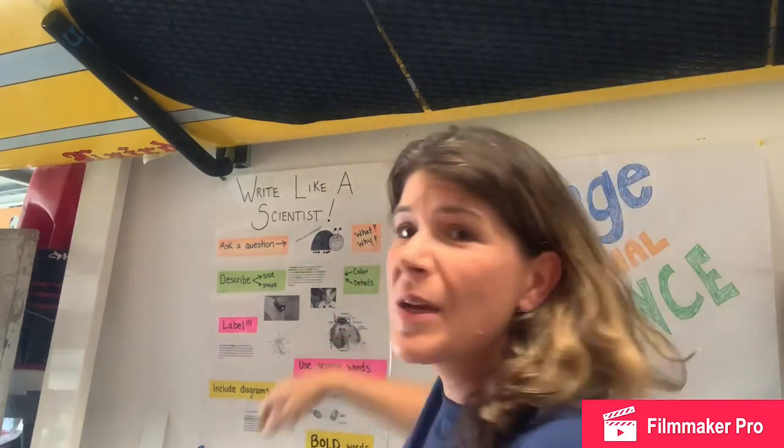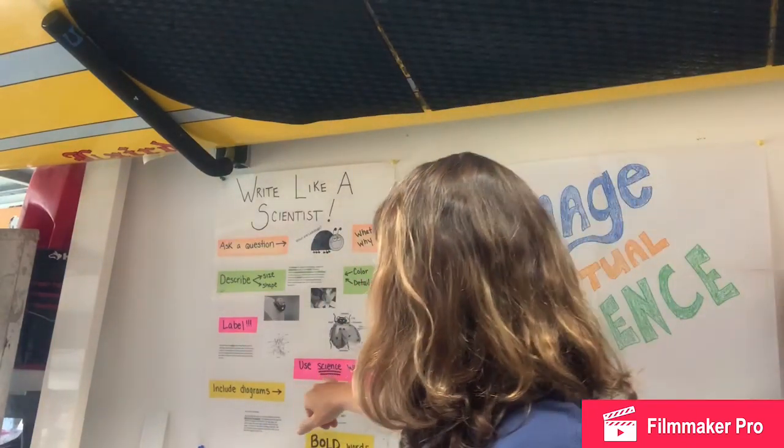You're going to describe for me colors. You're going to label inorganic and organic matter. You are going to use as many science words as you can. You are also going to include diagrams. What's your diagram going to be? You're going to take a picture. So you're going to take a picture of your soil sample. You're also going to separate it out into layers.